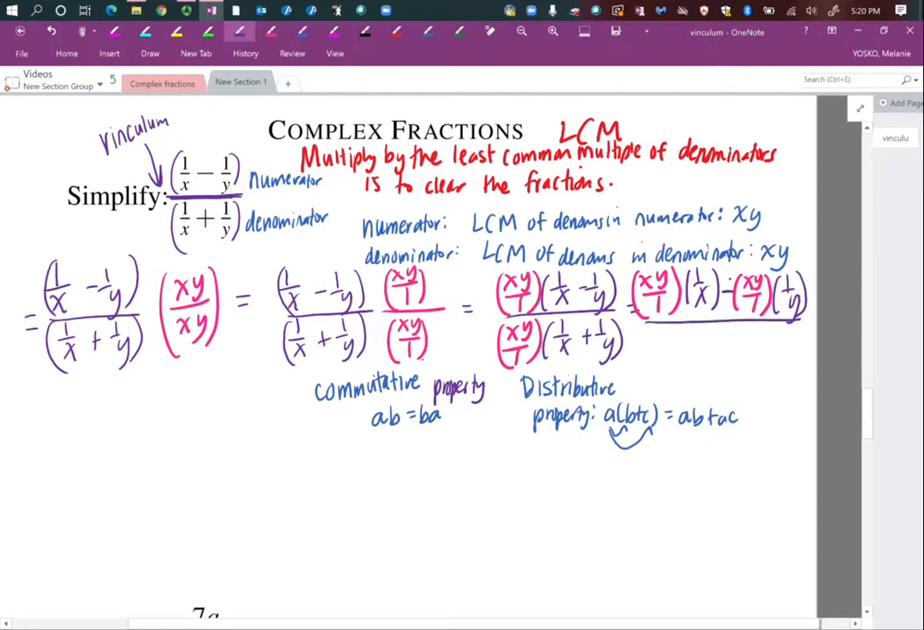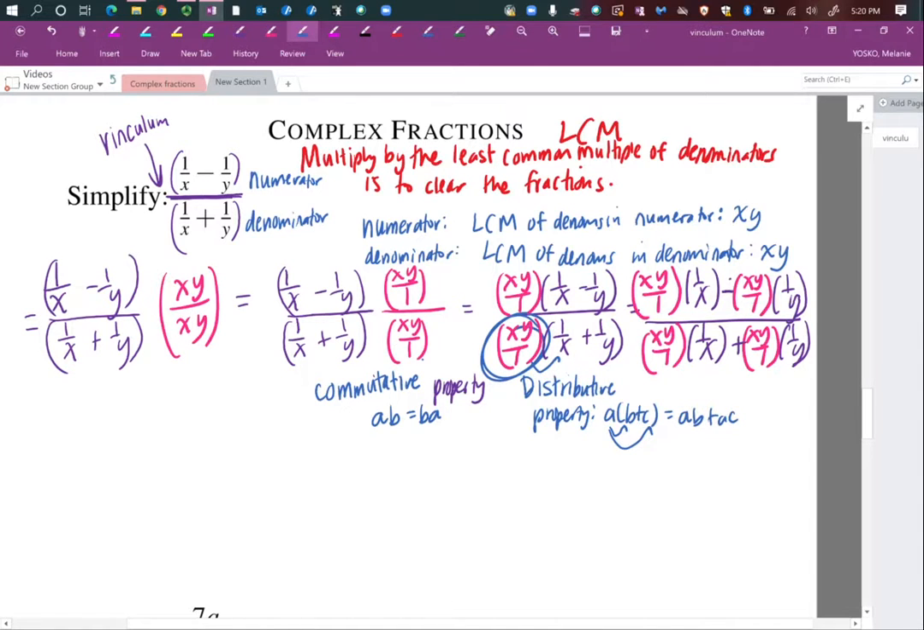And do the same thing with the pieces in the denominator. xy over 1 times 1 over x plus xy over 1 times 1 over y. We are distributing this times that first piece, times that second piece. This times this first piece, times this second piece.